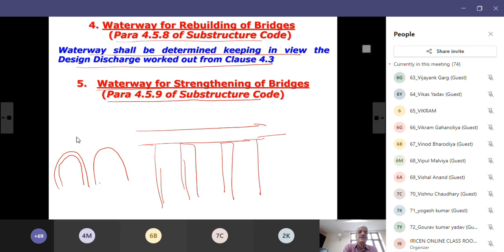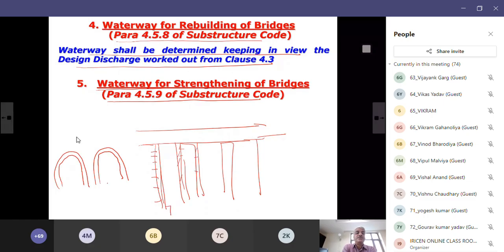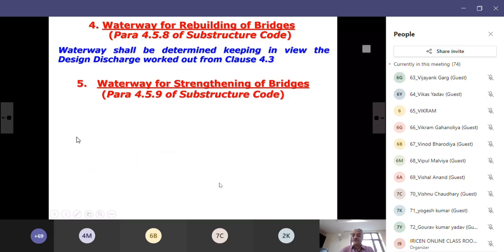Jacketing, I think, has been covered separately. You must be knowing what precautions you must take and all. But here you do jacketing. You provide dowels and then do concreting here. And at the bottom also, your jacketing should go up to the foundation, all those things. Here what will happen? Your waterway will reduce. In every jacketing, you will reduce the waterway. So it talks about what is to be done there.